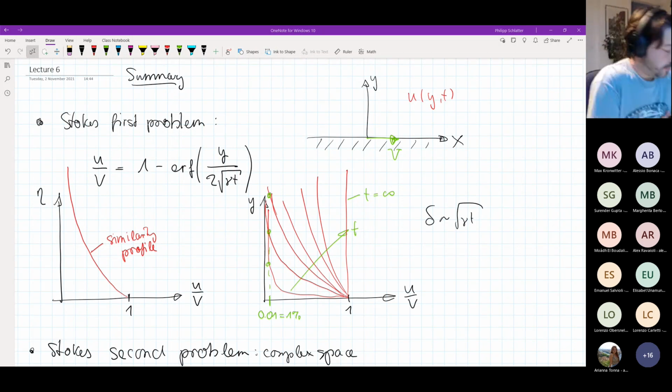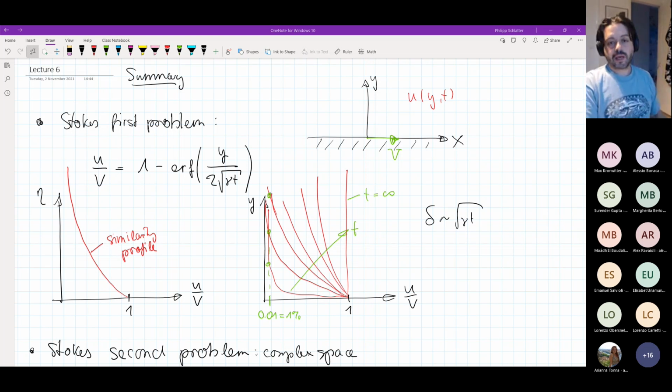Okay, so welcome to this sixth lecture in fluid mechanics or viscous flow. Today we will very briefly summarize the two Stokes problems that we looked at during the last lecture. So Stokes' first and Stokes' second problem, and then we will very quickly go to boundary layers, which will then be the main topic for the next two lectures before we will go further to stability.